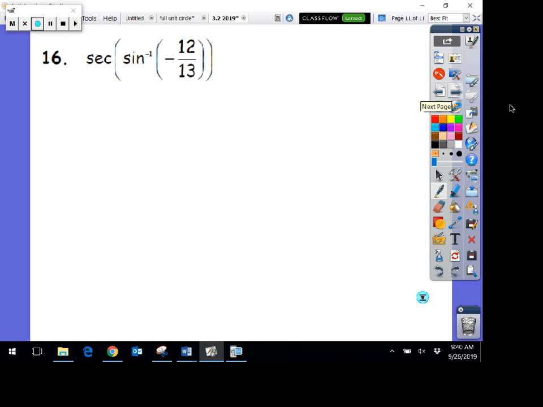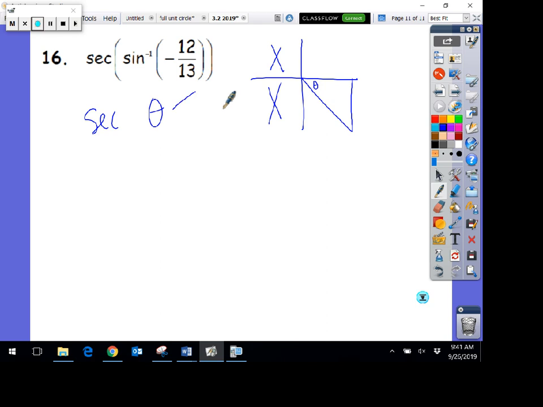And the last one. So again, that inverse is on the inside. 12 and 13. We should be able to recognize right away that there's no 12s and 13s on our unit circle. So we need to draw a triangle. 2 and 3 are out. We are down in quadrant 4. So we've got our angle. So we're taking the secant of that angle. The secant is hypotenuse over adjacent.